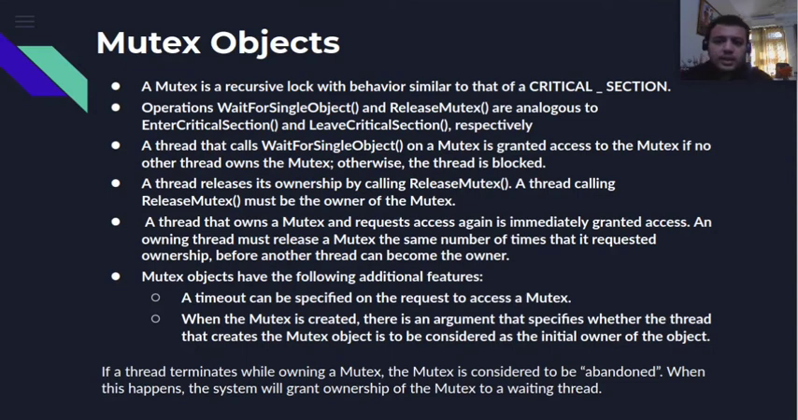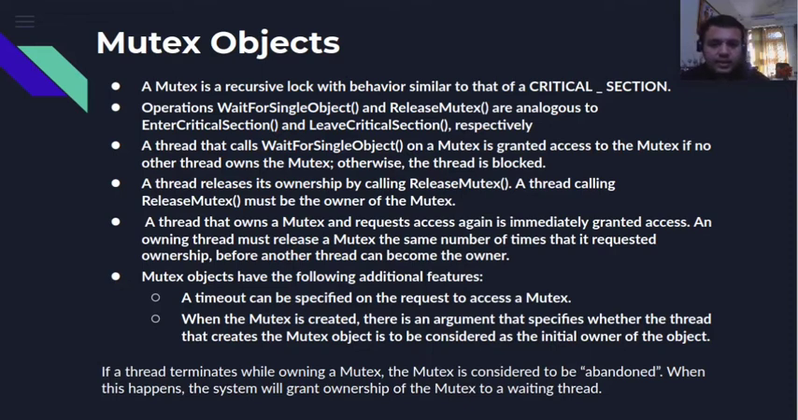Now let's have a look at mutex objects. A mutex is a recursive lock with behavior similar to that of a critical section. Operations WaitForSingleObject and ReleaseMutex are analogous to EnterCriticalSection and LeaveCriticalSection respectively. A thread that calls WaitForSingleObject on a mutex is granted access to the mutex if no other thread owns the mutex, otherwise the thread is blocked.